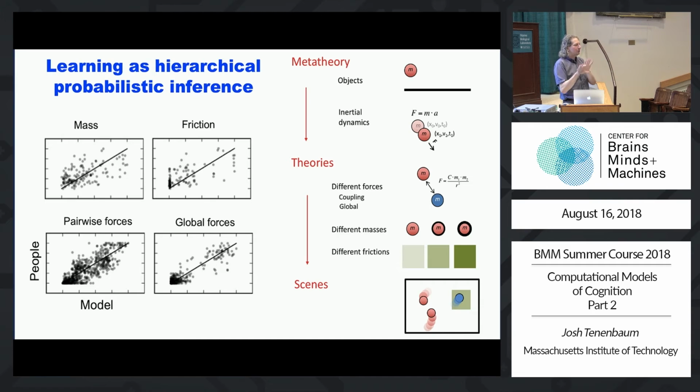Because once I've fixed all the details of the forces and the physics and some initial condition, it just runs, and I get to observe the output of that middle level, and I can make a Bayesian inference to the parameters at that middle level. And that's how this model works, and it somewhat captures what people do.